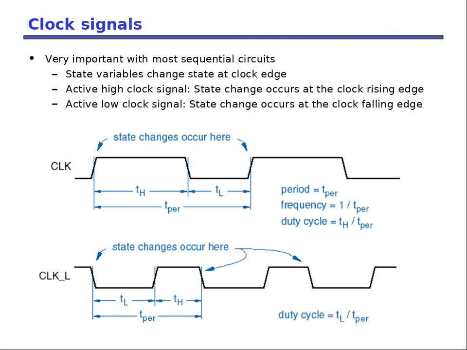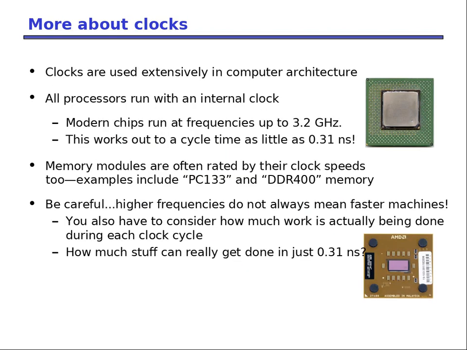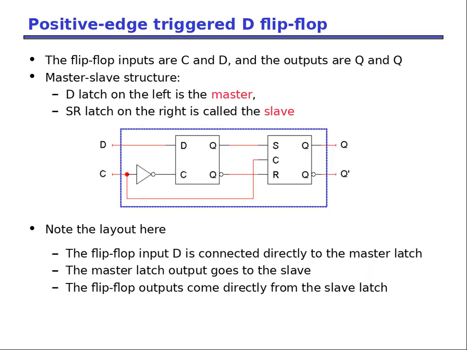But anyways, here's a clock. It cycles. Modern chips run over 3.2. You can tell that this slide is old because we have good old DDR4. All right. Higher frequencies do not mean faster machines, and we will get to that. We'll get to more of that in a bit.